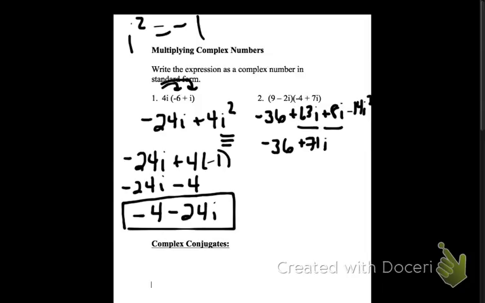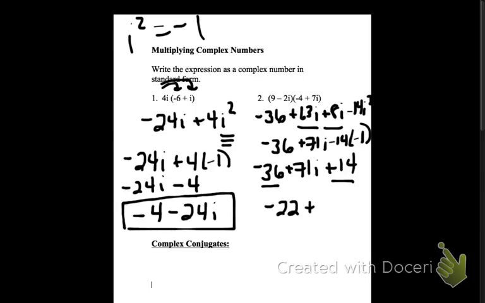So we will have negative 14 times negative 1. So we have negative 36 plus 71i plus 14. Continuing to combine our like terms, negative 36 plus 14 gives us negative 22 plus 71i.